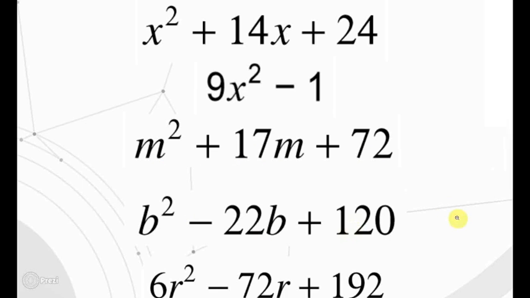So if we look at this, we've got a 6 in front of our r squared value. Remember, we can't have a number in front of the squared value unless it's an unwritten 1, as in the previous examples. So this one is out of the running, even though it has 3 terms. Okay, so let's take a look at how to do them.